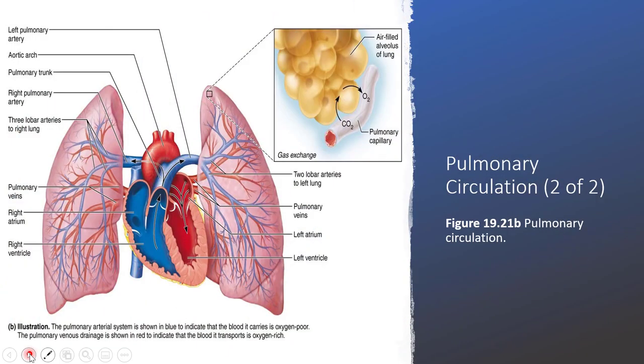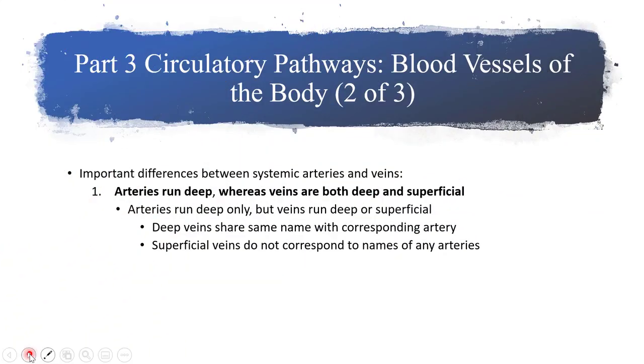All right, let's take a look, just very briefly before we end this, at the important differences between systemic arteries and veins. Make sure that you know arteries run deep. This is part of the lab, but I am extending my lecture so you will understand it better. The arteries run deep, and the veins are very peripheral, superficial. Arteries run deep only, but veins run both deep and superficial.